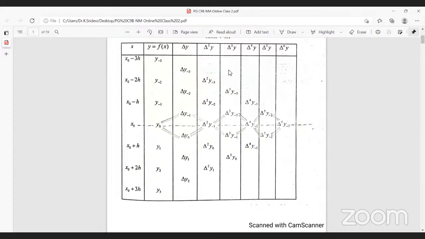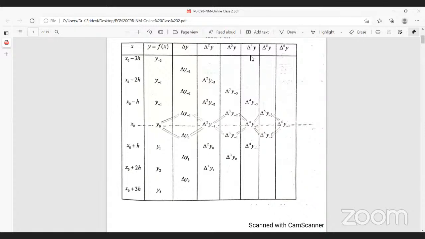Now we take another order of forward differences, the third order forward differences, in this column like this. The difference between delta square y minus 2 and delta square y minus 3 is delta cube y minus 3. And then delta square y minus 1 minus delta square y minus 2 is equal to delta cube y minus 2. Similarly, we can follow this one. The difference between these two is this one, and the difference between these two is this one.